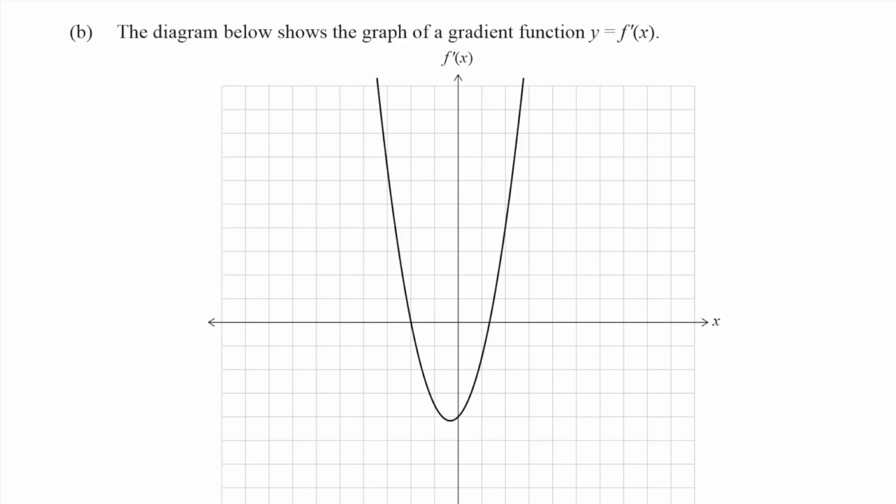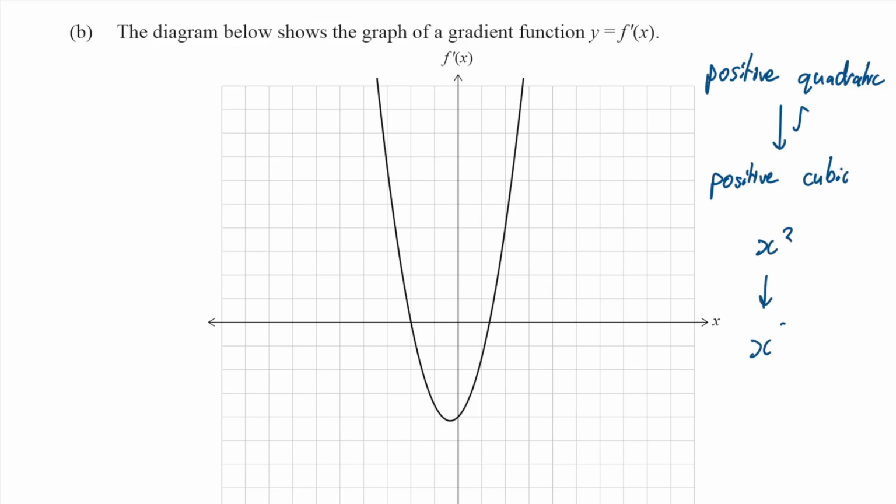Parabola. So we are given a positive parabola, or a positive quadratic. Right? Now this is the gradient function of some function f of x. So we know if we integrate, we anti-differentiate, a positive quadratic becomes a positive cubic. For example, x squared becomes x to the power of 3 divided by 3. A positive cubic.